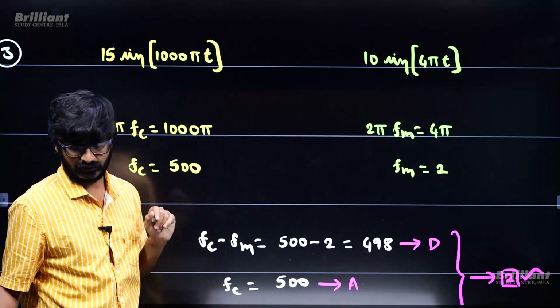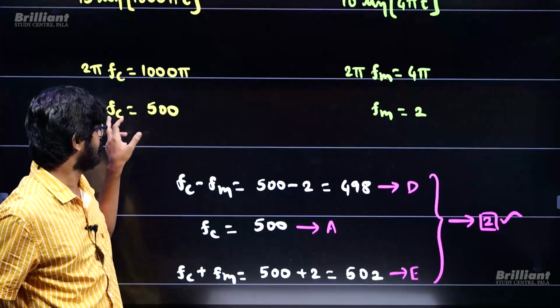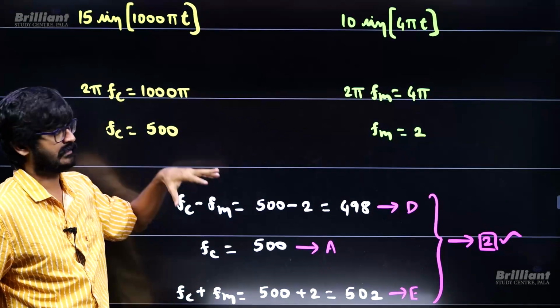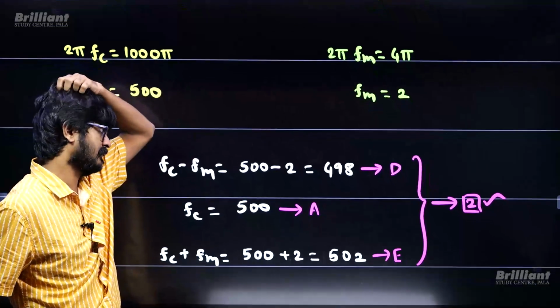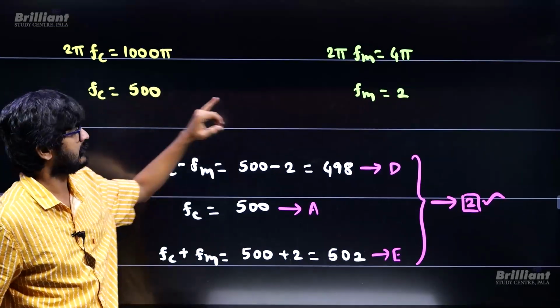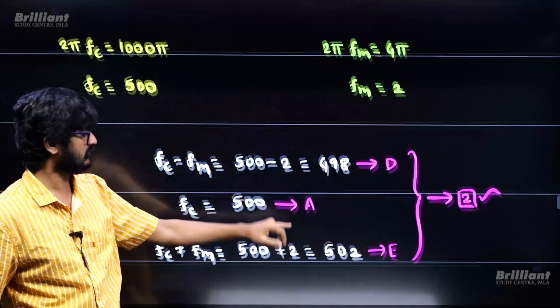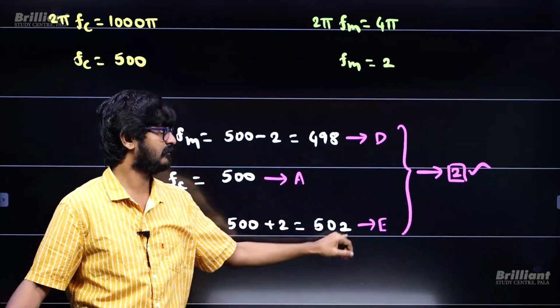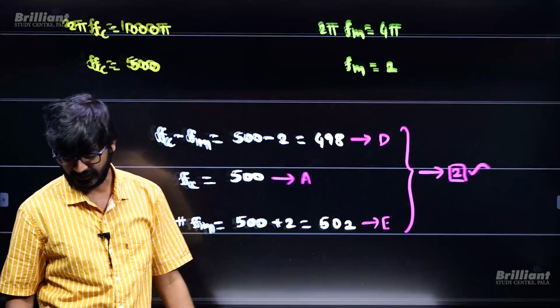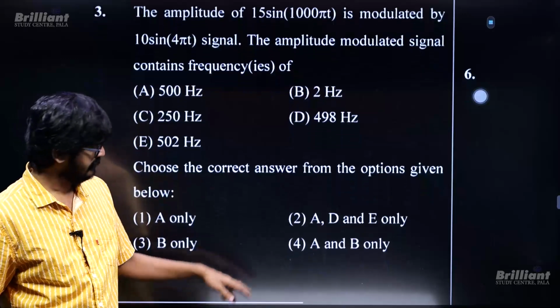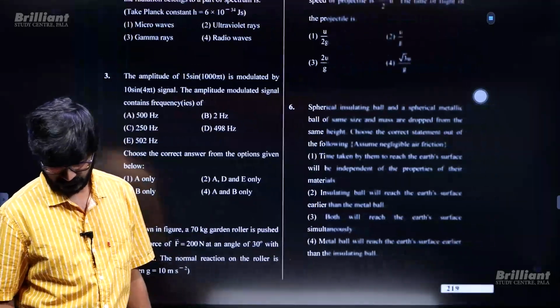So what all frequencies will be available? It's fc minus fm, fc, and fc plus fm. There will be 3 kinds of frequencies available. fc minus fm, so 500 minus 2, 498. The other one is 500. The other one is 500 plus 2, 502. So these 3 will be available. So the answer is option 2.